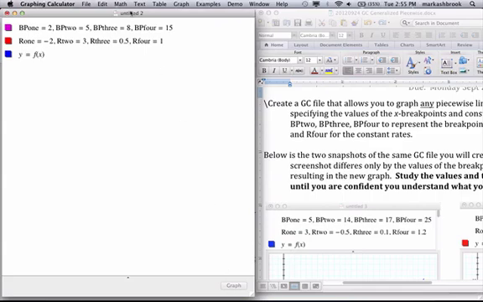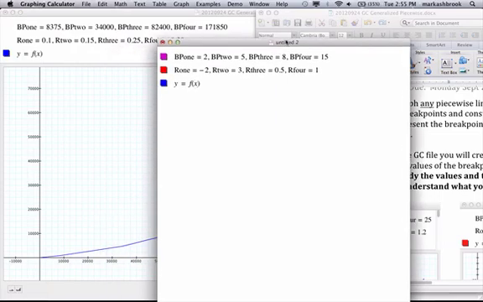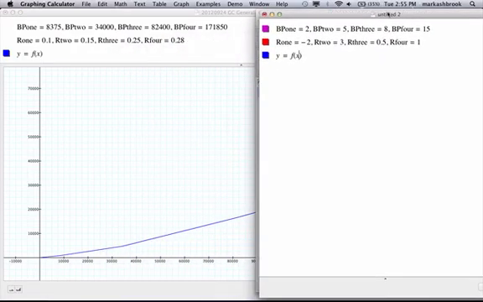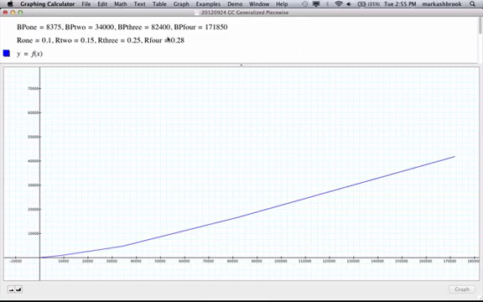So I actually have the program up and running over here. And I've put in our progressive tax rate function. So I've put in BP1 as 8375. These are dollar amounts where there's breaks in the tax brackets. 34,000, 82,400, and then 171,850.